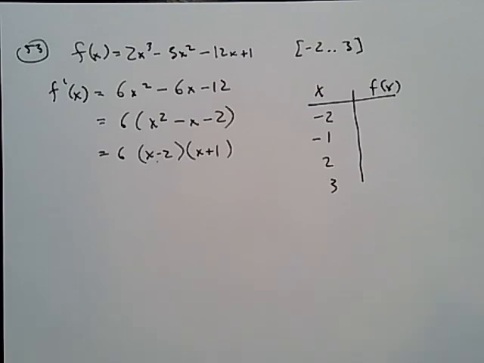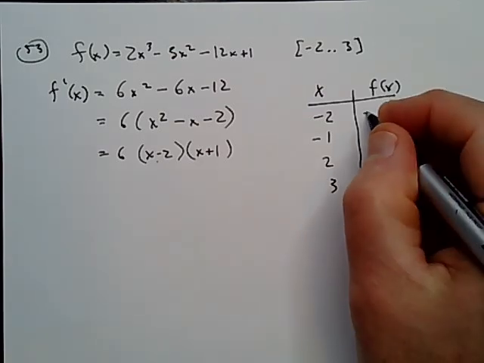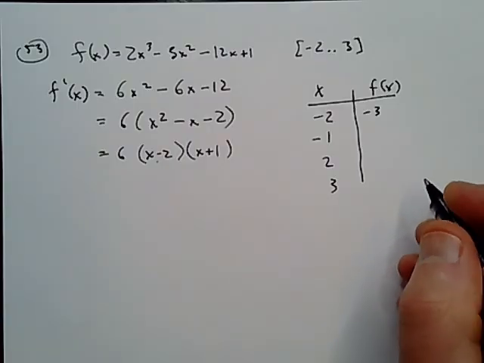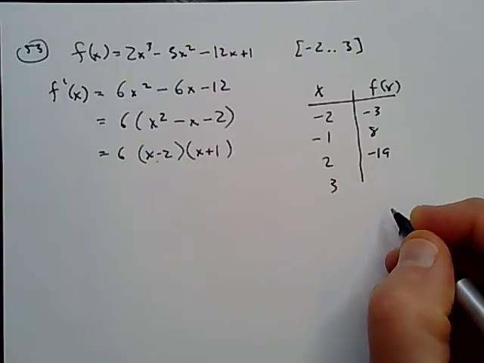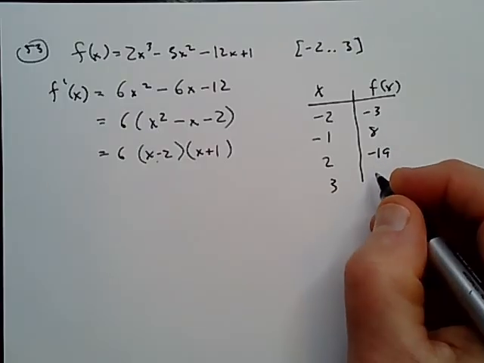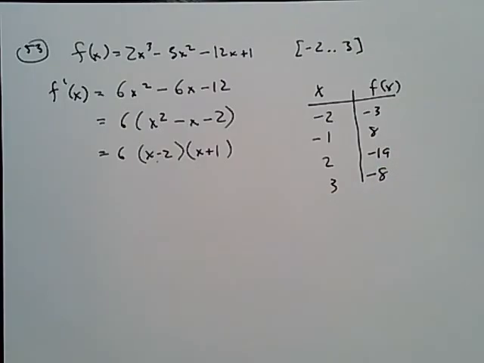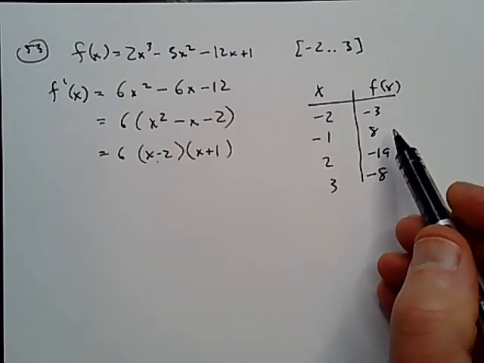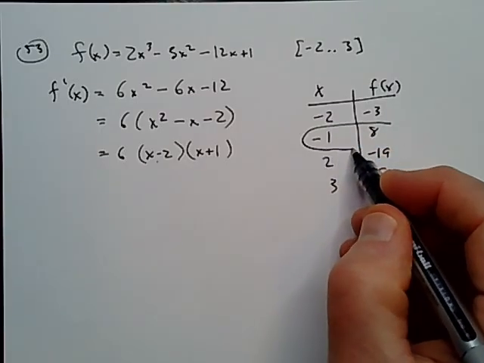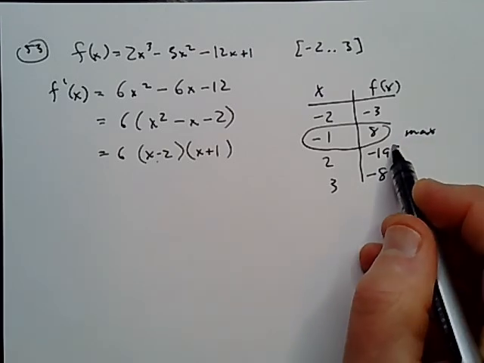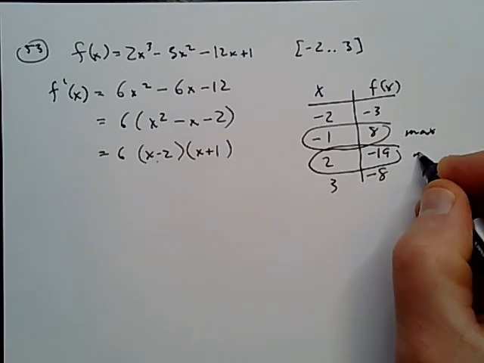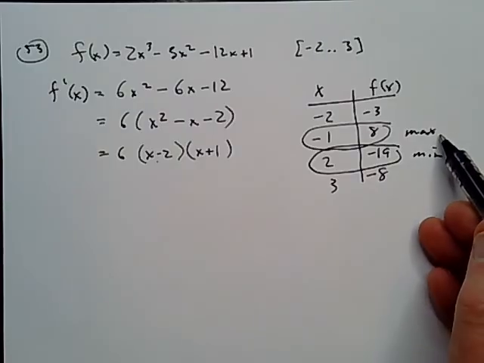So let's see, I guess this is minus 3. I did these in advance. This is 8. The 2 is minus 19, and the 3 is minus 8. Okay, so the maximum is associated with the minus 1, and the minimum is associated with the minus 19. So the absolute maximum and the absolute minimum.